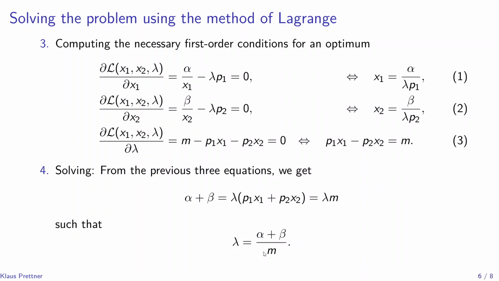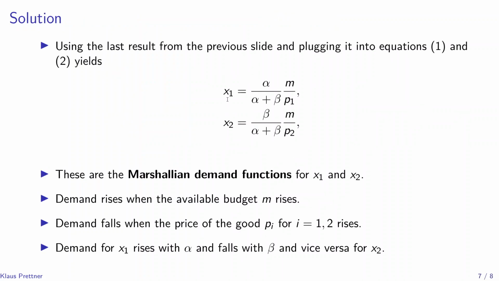So we have already expressed lambda now in terms of the parameters of the model, alpha, beta, and m. And then what remains to be done to get demand for good 1 and for good 2 is just to plug in the Lagrange multiplier in equations 1 and 2. And what we get then is consumption of good 1, x1, as a function of the available budget, the price of good 1, and the preference parameters, and the same holds true for consumption of good 2. These are the so-called Marshallian demand functions for x1 and x2, the Marshallian demand functions being functions of the available budget and the prices. In this particular case of a logarithmic utility function, we see that only the price for the good that we are considering matters.